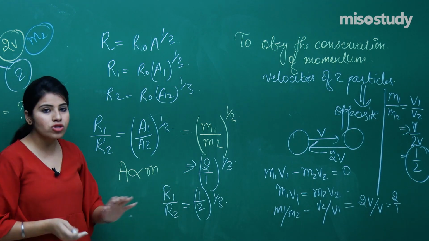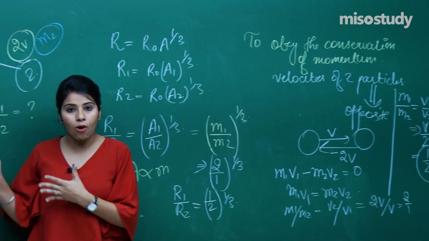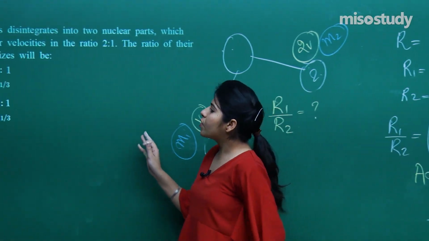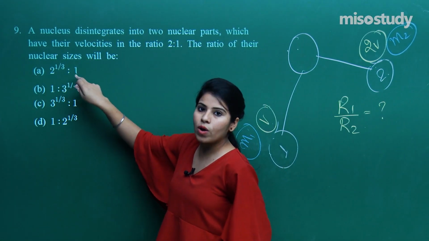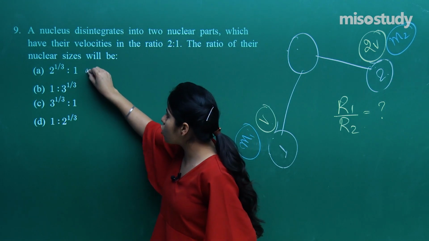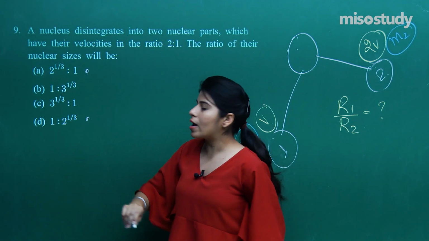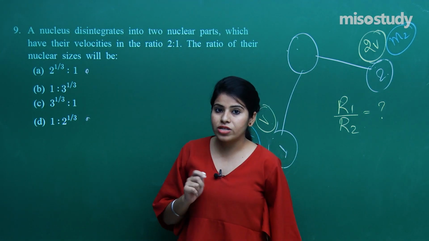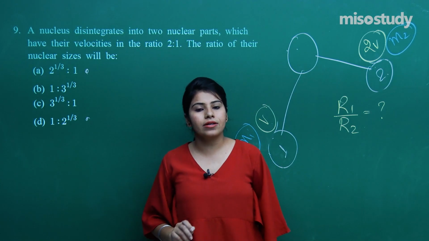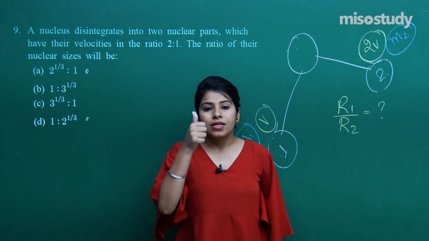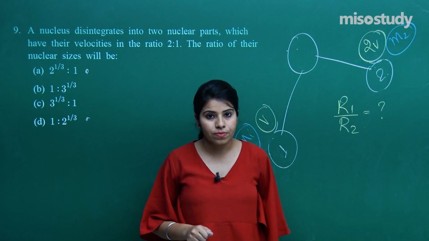Because your answer will be, let me just go back to the options, and I can see that we have 2 is to 1 by 3 is to 1 as your first option, and 1 is to 2 by 1 by 3 as your second option. So which one is correct? That means this is the thing you should focus on.